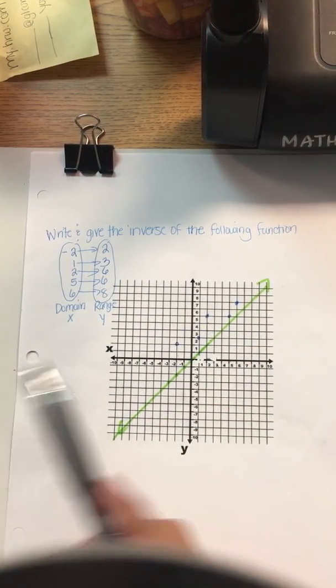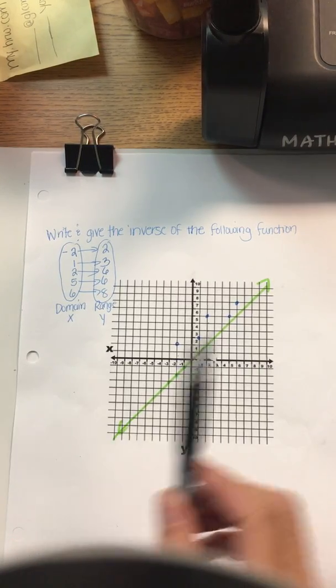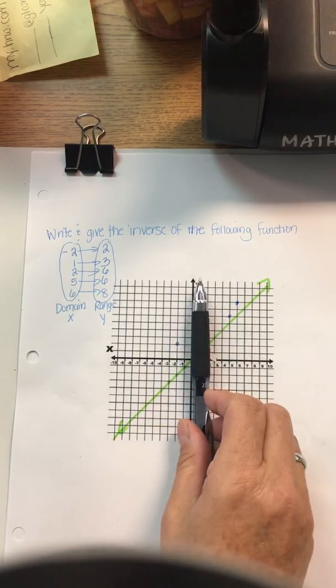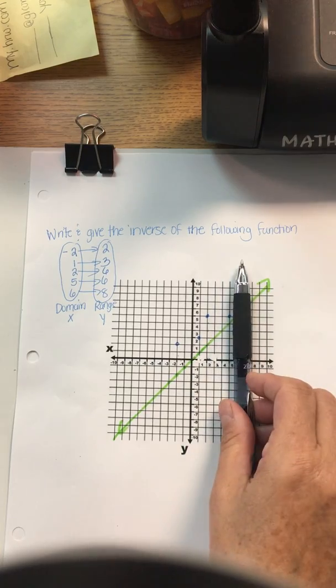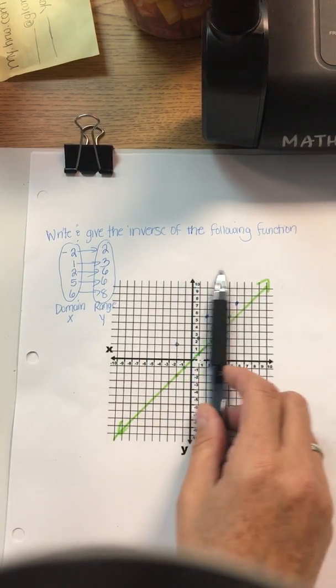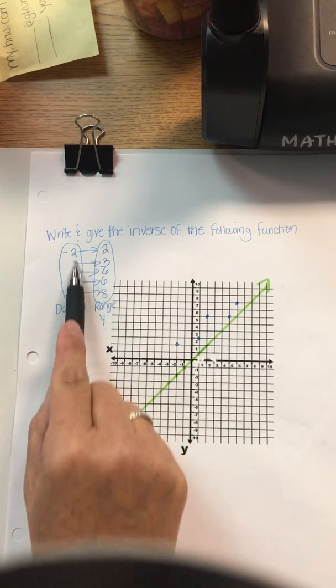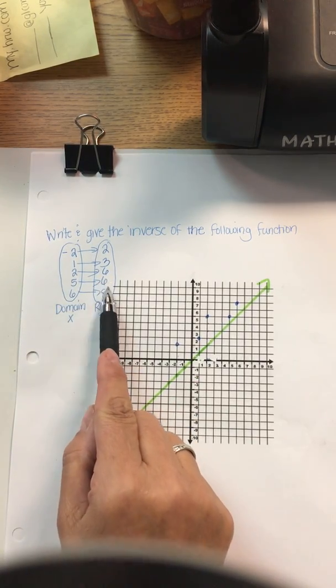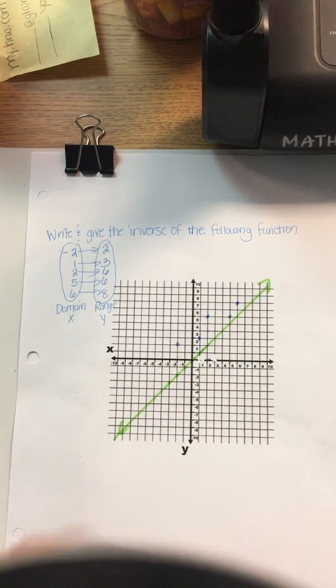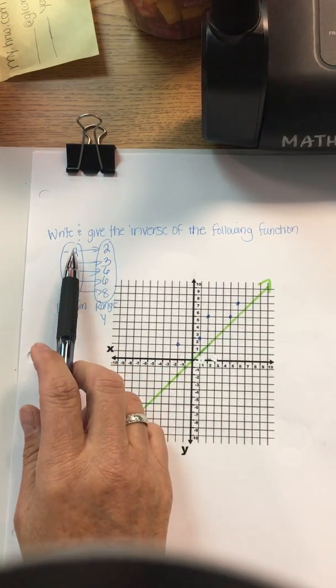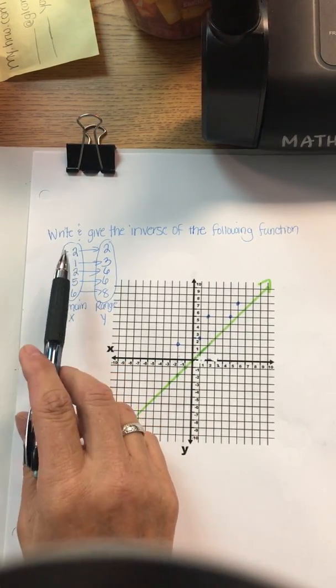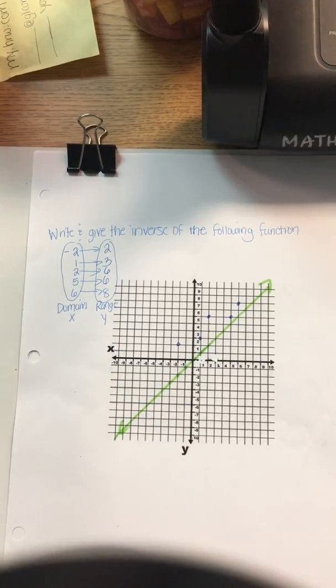One way I could tell that it's a function is if I look and see that none of the points of the graph lie on the same vertical line. That's called the vertical line test, and you can see they don't. The other way I can tell is to see that there's just one arrow coming out of each input into the output, in other words, into the range. So there's no x value that has more than one output. Each output is unique for each input.